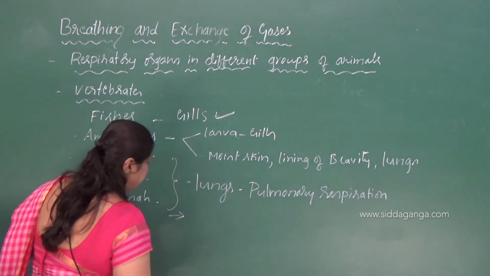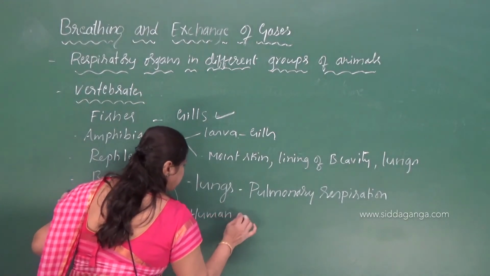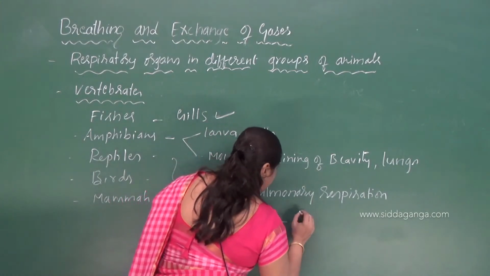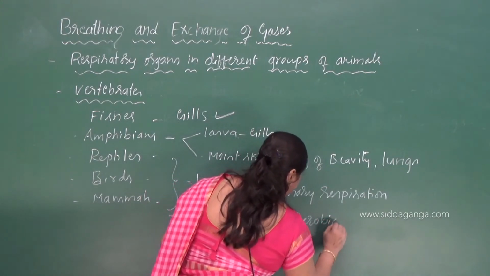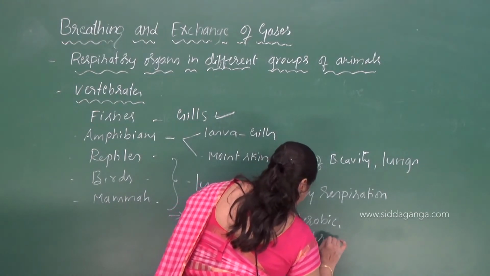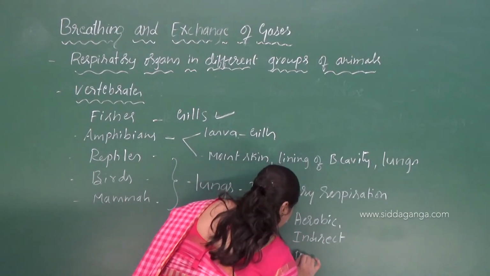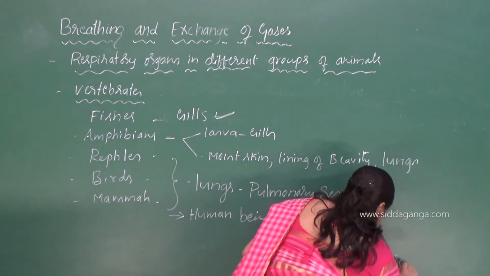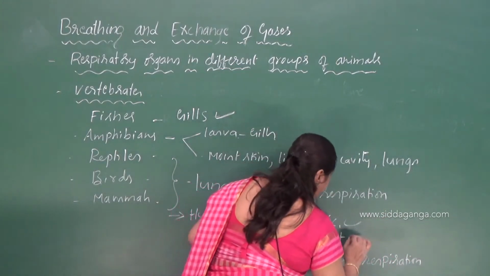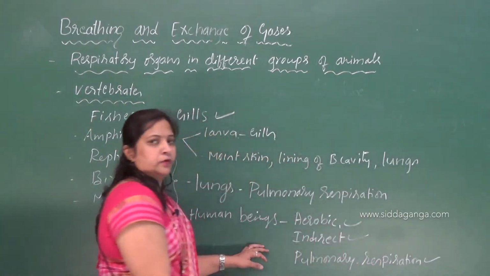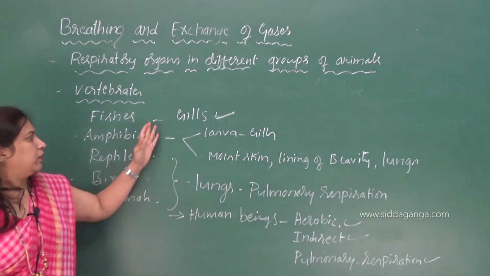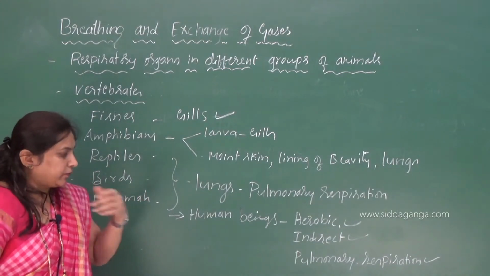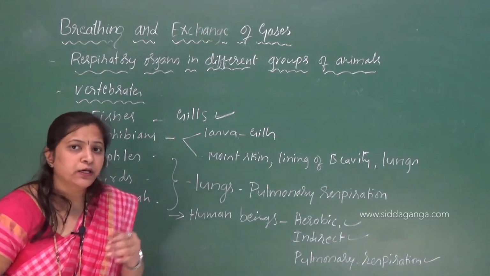In human beings, the type of respiration is aerobic, indirect and pulmonary respiration. So this is the basics regarding breathing and exchange of gases. In the next video, I am going to discuss the human respiratory system.